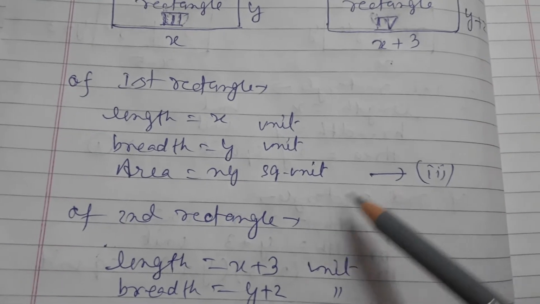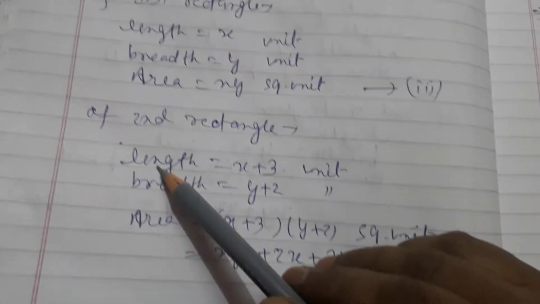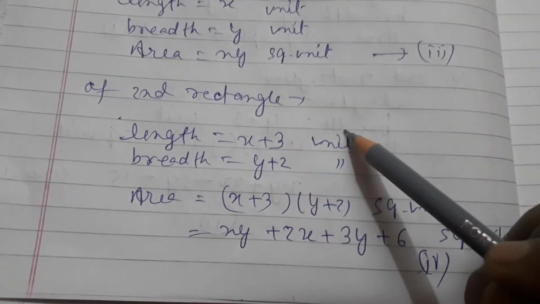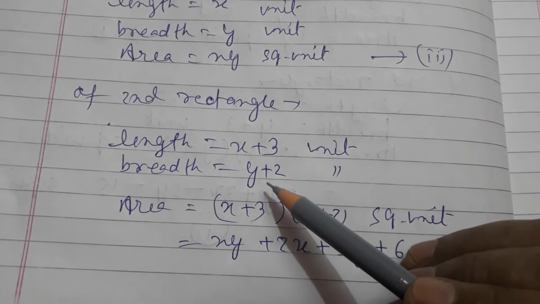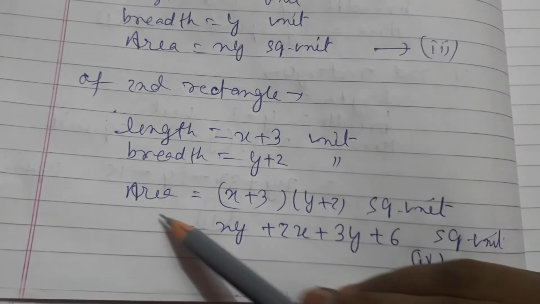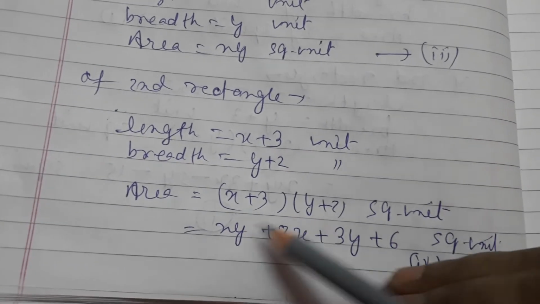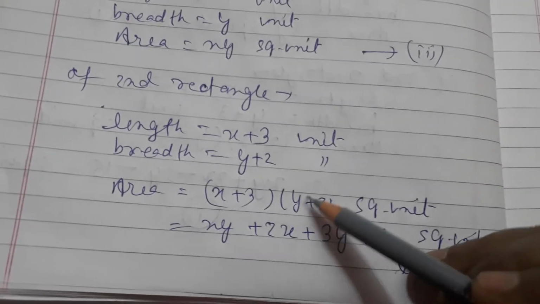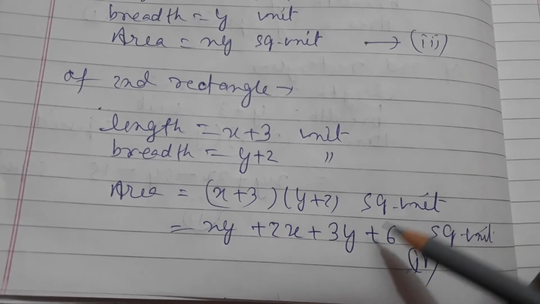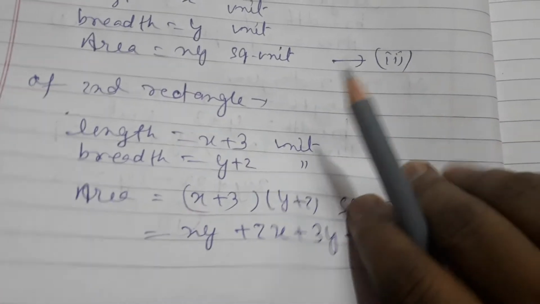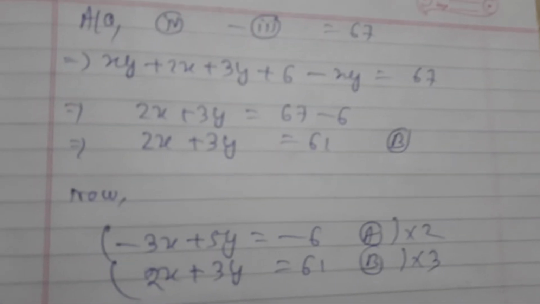So of the first rectangle, length equal to x, breadth equal to y, area equal to xy square unit. And of the second rectangle, length equal to x plus 3 unit, breadth equal to y plus 2 unit, and area equal to multiply these two. Now you break the bracket, xy plus 2x plus 3y plus 6 square unit. This is equation number 4.